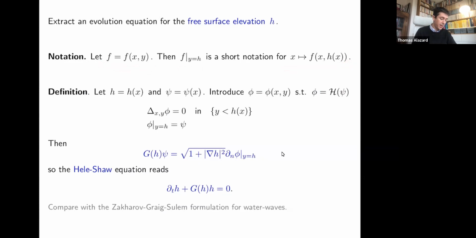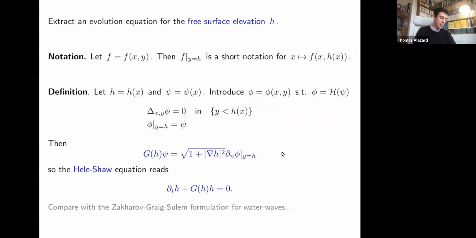Also, for the following, I introduce a notation that we will constantly use, the Dirichlet to Neumann operator G(h). Namely, given two functions h and psi, which are functions of the variable x only, introduce phi, which is a function of x and y, which is the harmonic extension of psi. By definition, this means that phi is a harmonic function in the domain located under the graph of h, which coincides with psi when you evaluate phi on y equal h. Phi is the harmonic extension of psi.